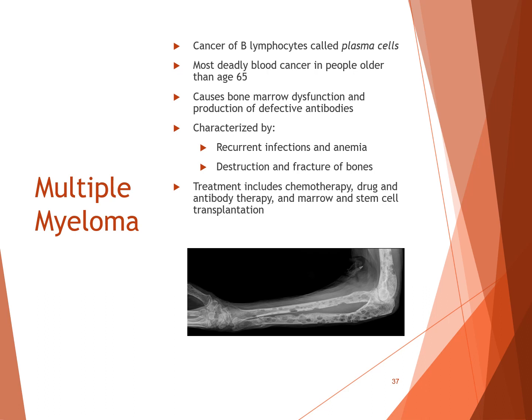It is the most deadly blood cancer in people older than age 65, and it is characterized by recurrent infections, anemia, and bone fractures. You can see this image of the radius, ulna, and humerus. You can see here that it looks very pitted, very easy to fracture a bone that looks like this. It's very weak and fragile. Treatment for multiple myeloma would include chemotherapy, drug and antibody therapy, and bone marrow and stem cell transplantation.